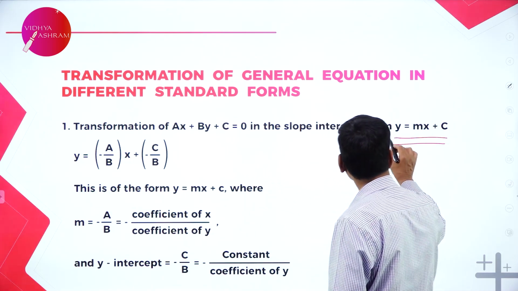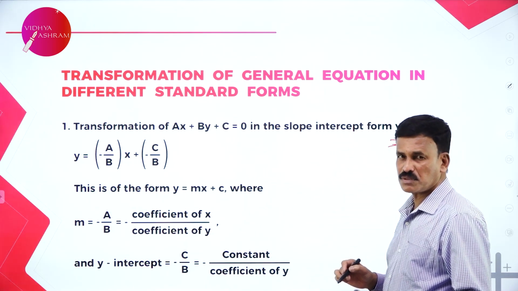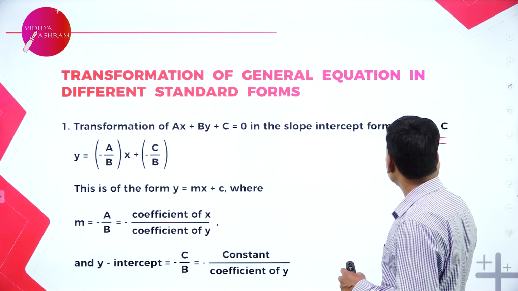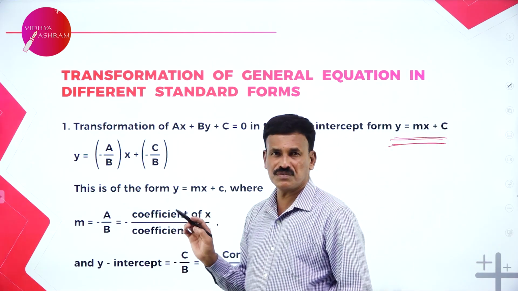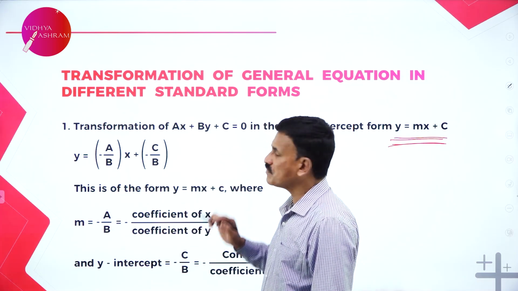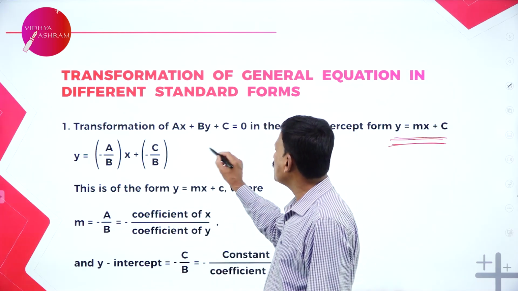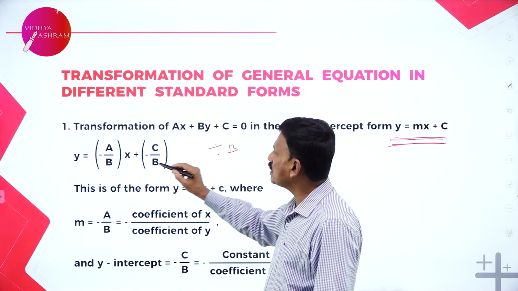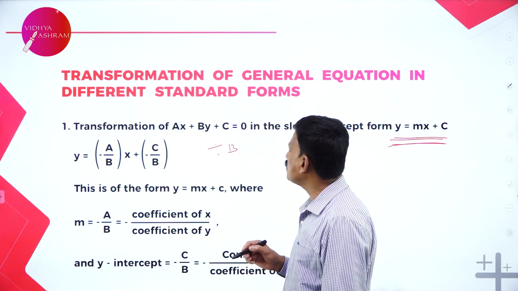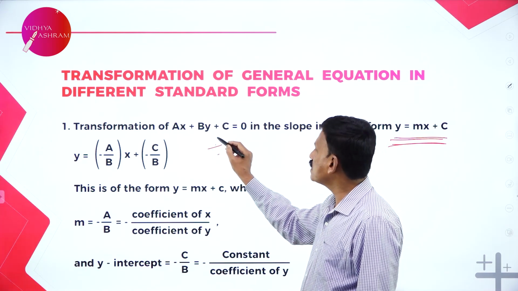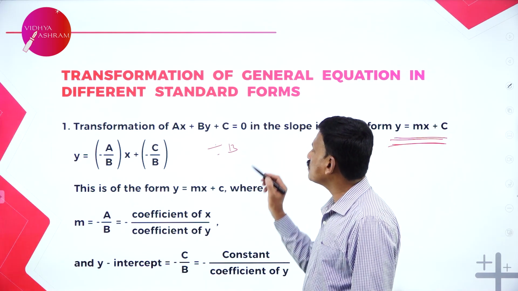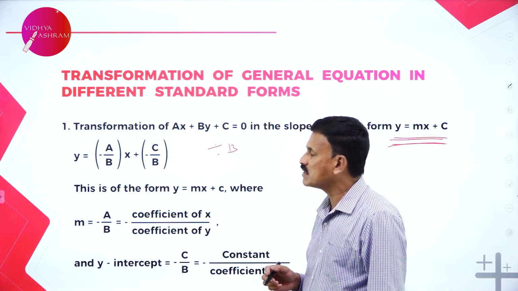So to convert the given equation ax plus by plus c is equal to 0 into y is equal to mx plus c, just divide throughout by the coefficient of y. What is the coefficient of y? B. So divide this equation by b. What will we get? ax plus by plus c is equal to 0 can also be written as a by b x plus y plus c by b, that is y is equal to, transferring this, so what you will get?